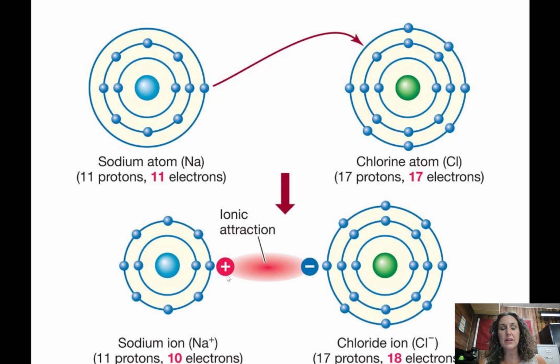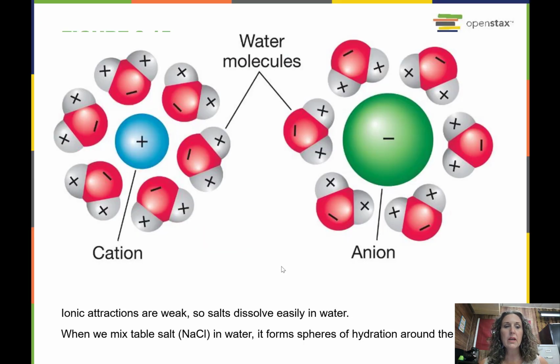So you can see that this ionic attraction, because now having given up that electron, that sodium is positive, and having gained that electron, that chloride is negative, and that actually bonds them together. And sodium chloride is salt, like table salt. Now, because ionic attractions are relatively weak, they're easy to dissolve in water.